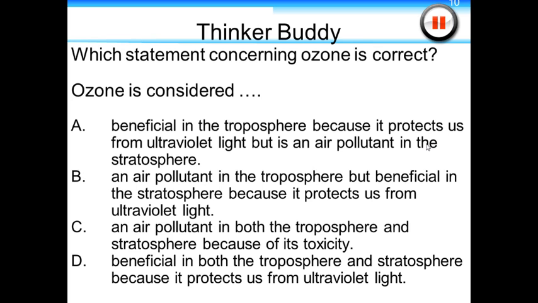So here's a Thinker Buddy question. Which statement concerning ozone is correct? Ozone is considered A, beneficial in the troposphere because it protects us from ultraviolet light, but it is an air pollutant in the stratosphere. B, an air pollutant in the troposphere, but beneficial in the stratosphere because it protects us from ultraviolet light. Or C, an air pollutant in both the troposphere and stratosphere because of its toxicity. Or D, beneficial in both the troposphere and stratosphere because it protects us from ultraviolet light.